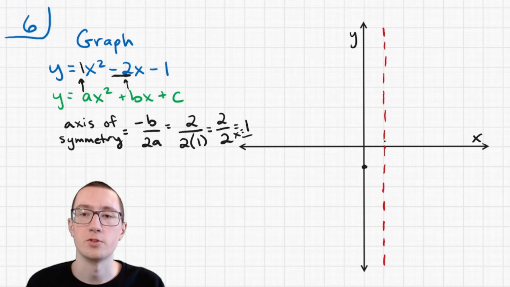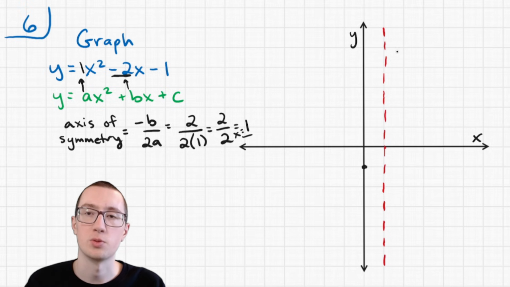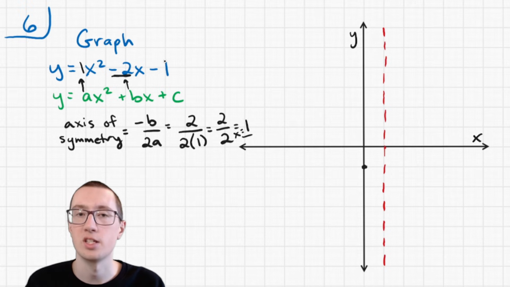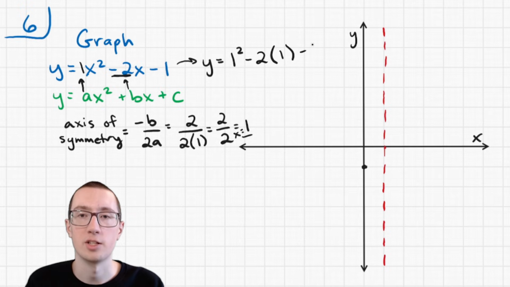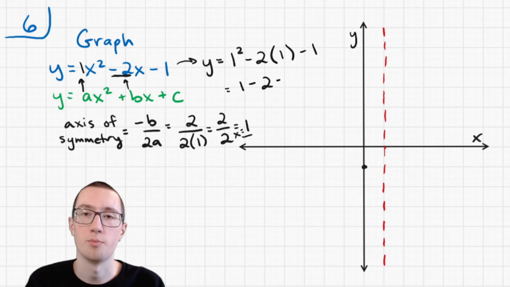So to find it, all we have to do is plug in 1 for x, because remember, x is 1 on this entire line. We need to plug in 1 back into the equation and see what we get for y, and that'll tell us where to put our point on this graph. So we're going to take this equation, and y equals x squared now becomes 1 squared, because remember that x is 1, minus 2 times x is 1, and then minus 1. So 1 squared is 1 times 1, which is 1, minus 2 times 1 is 2, minus 1.